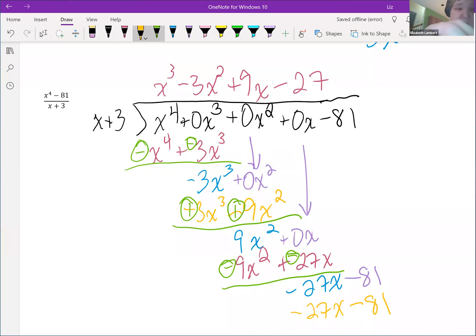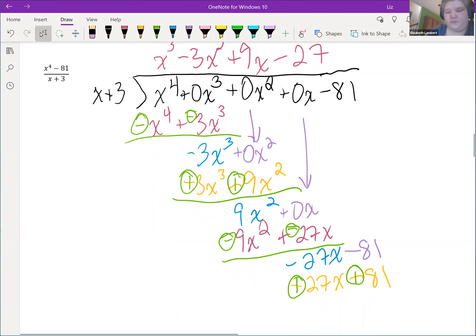Huh, look at that. Now you guys are going to have more than one of these on your homework. And in fact, these actually show up in your college algebra assignment. But here, everything cancels out. So it turns out that x plus 3 gives us a remainder of 0. So that means x plus 3 is a factor of this crazy mess.